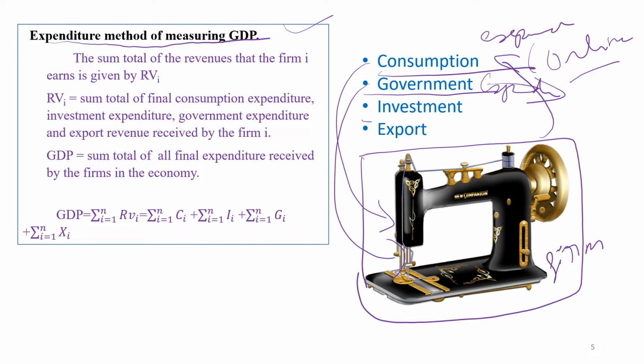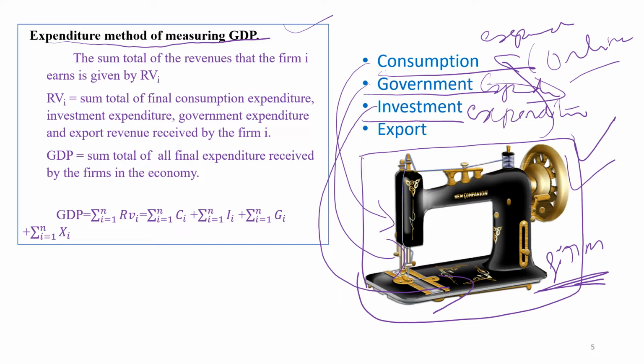In a similar manner, if there is a private investor who is going to start a garment unit, and for garments what do we want? The sewing machine. If he is going to purchase, then it is called investment expenditure. So the private investors who purchase the sewing machine will come to the firm. And at the same time, the firm may export to other countries or to foreigners, and when foreigners pay, we call it export earnings by a firm.